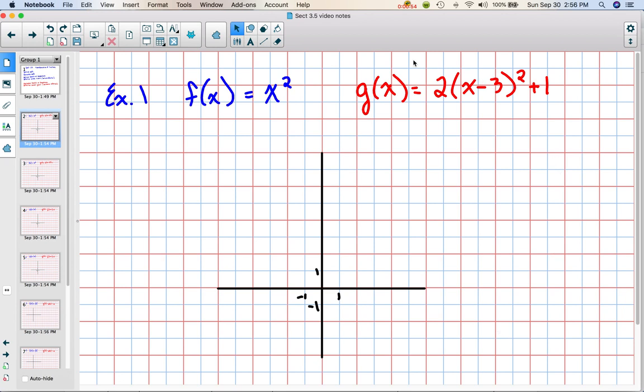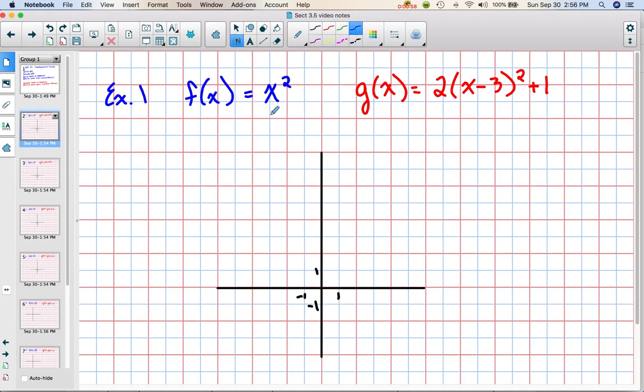So first I'm starting with one that you're very familiar with. So I'm going to plot our parent graph for f of x equals x squared. So we know our points that we used. Won't say much about that. And then we're going to graph this. Okay. So remember how this changed.